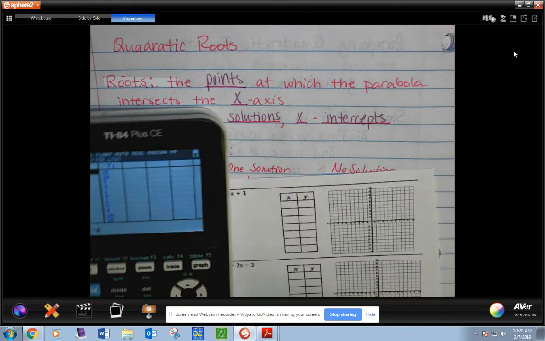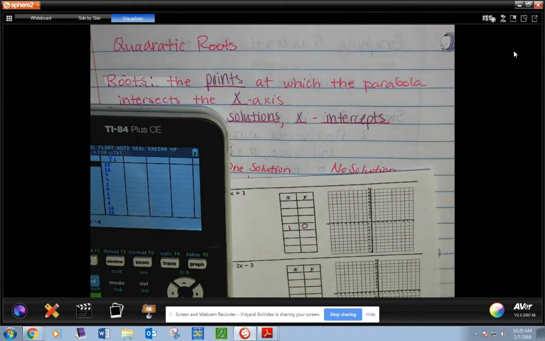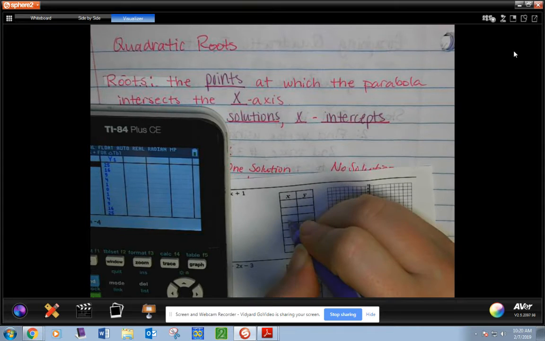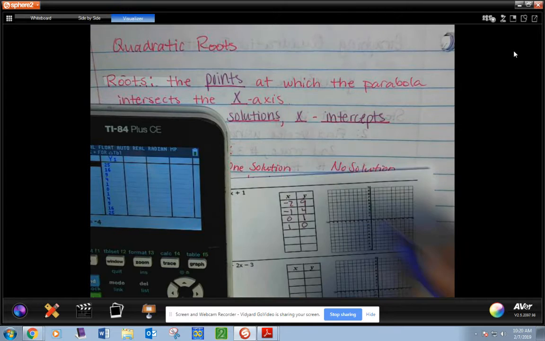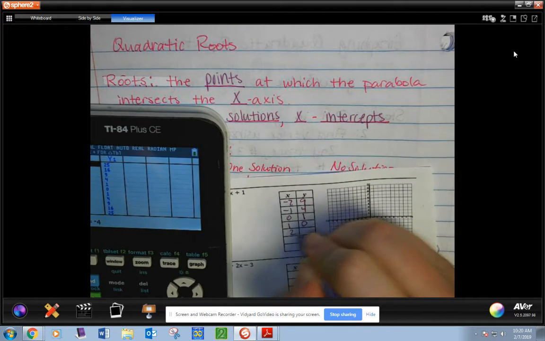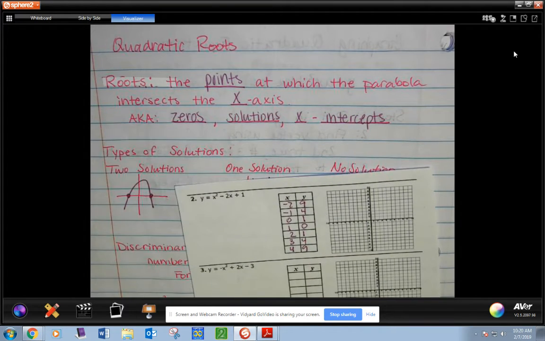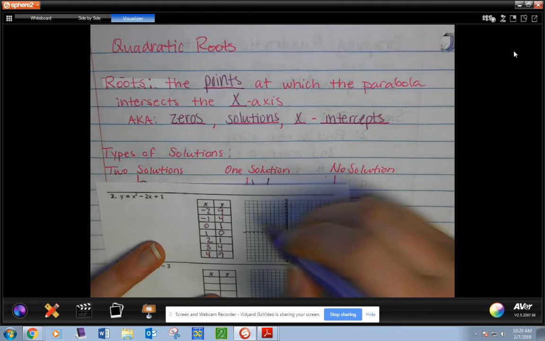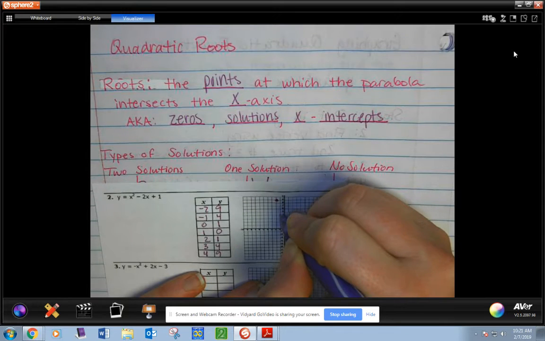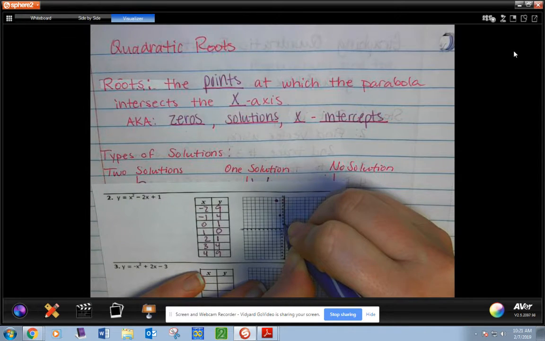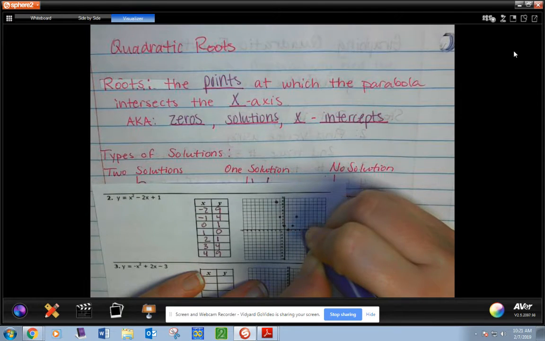So my vertex is going to be 1, 0. Said that backwards, 1, 0. And then I'm going to plot 0, 1, negative 1, 4, negative 2, 9. And the points below it, I'm going to plot 2, 1, 3, 4, and 4, 9. Okay, now that I have this, I'm going to come over here and plot my points. Negative 2, 9, negative 1, 4, 0, 1, 1, 0, 2, 1, 3, 4, and 4, 9.